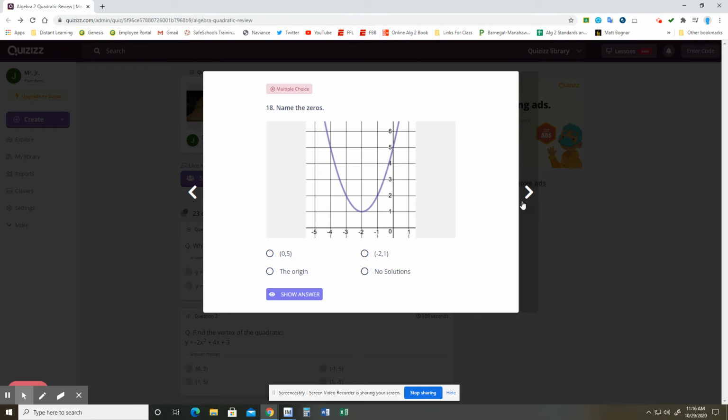Number 18, name the zeros. Well, to be very, very clear, this is the vertex, what I just highlighted. This is the y-intercept. But the answer is actually no solutions. There are no real solutions. I wanted to emphasize that. There are no real solutions. And you can see that here.